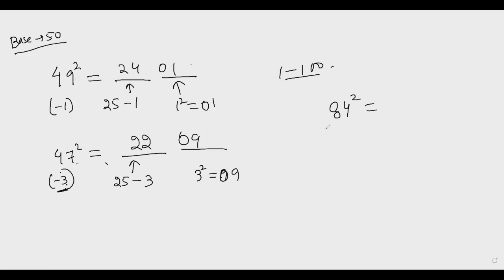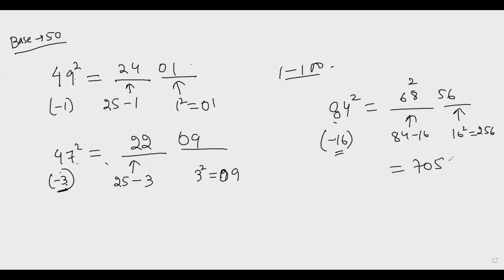84, I see this number is nearby 100. So we can do how much less than? This is 16 less than 100, right? So what we are going to do is 84 minus 16. It will give you how much? 68. Is that okay? 68. Now what we have to do is calculate 16 square. And 16 square is how much? 256, right? So we have to write here 2 and 5 and 6. So the answer would be 7056. This is how we have to calculate the square.